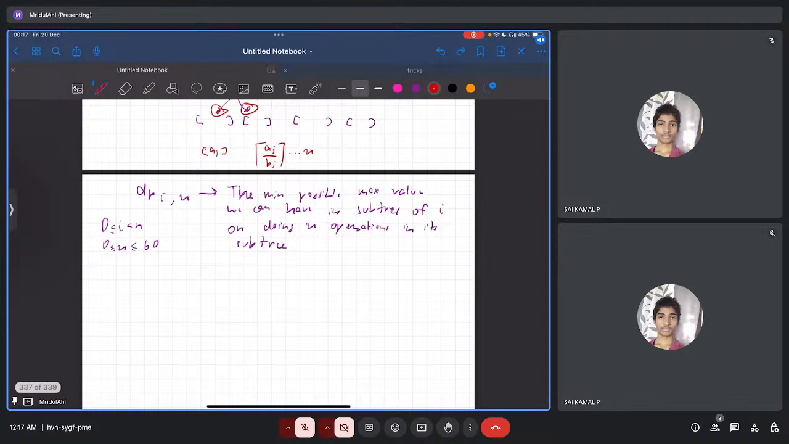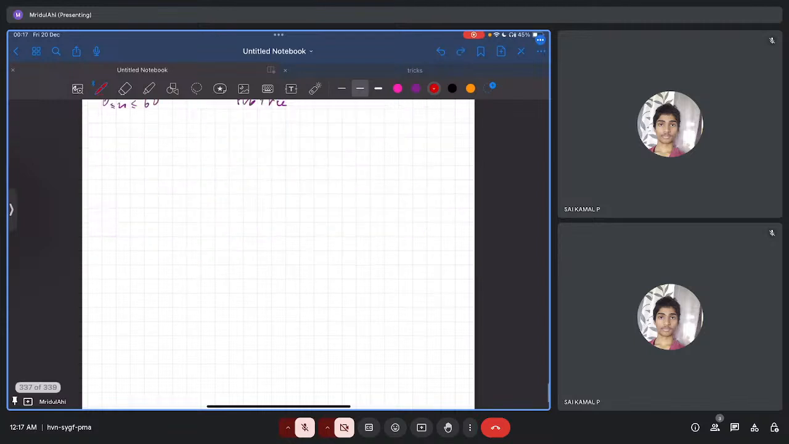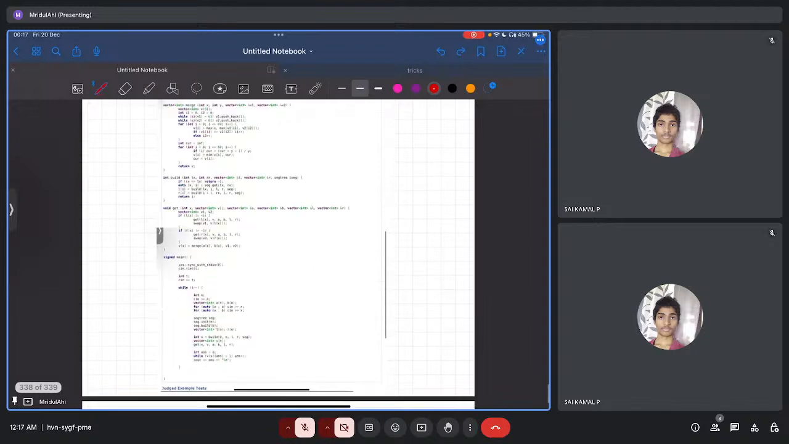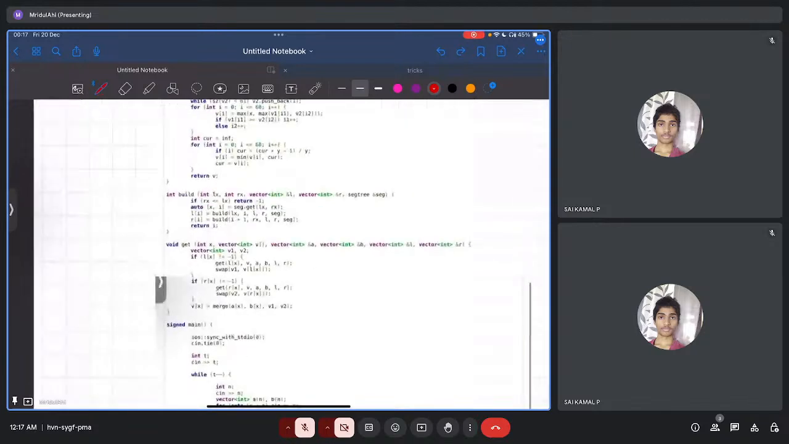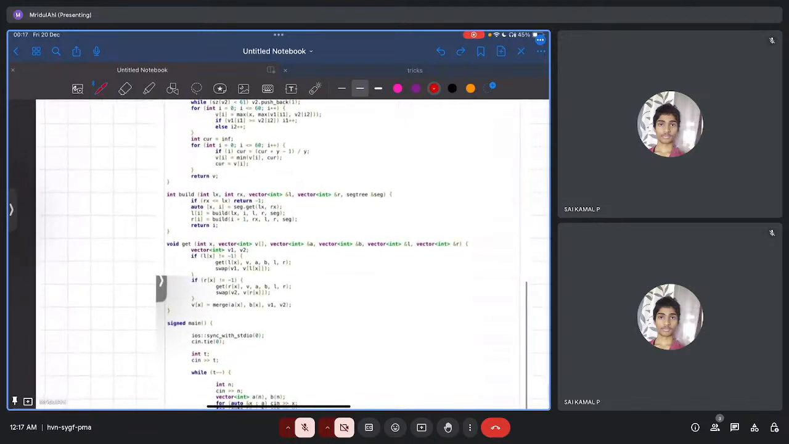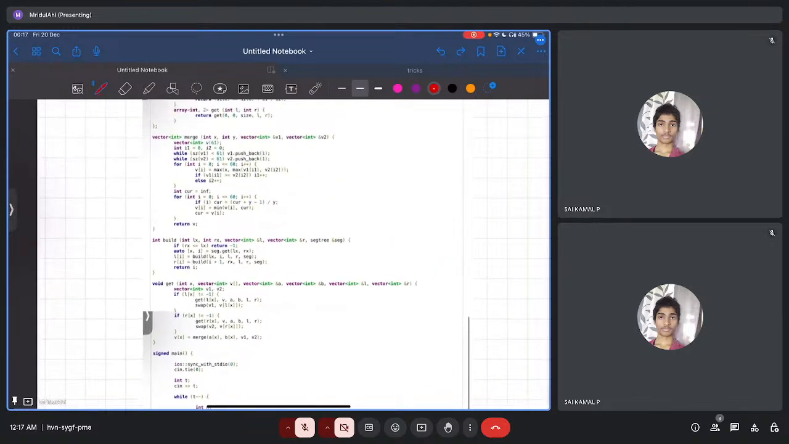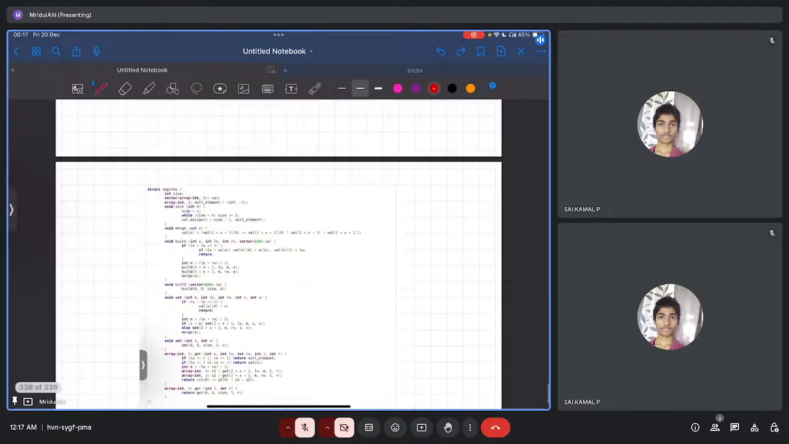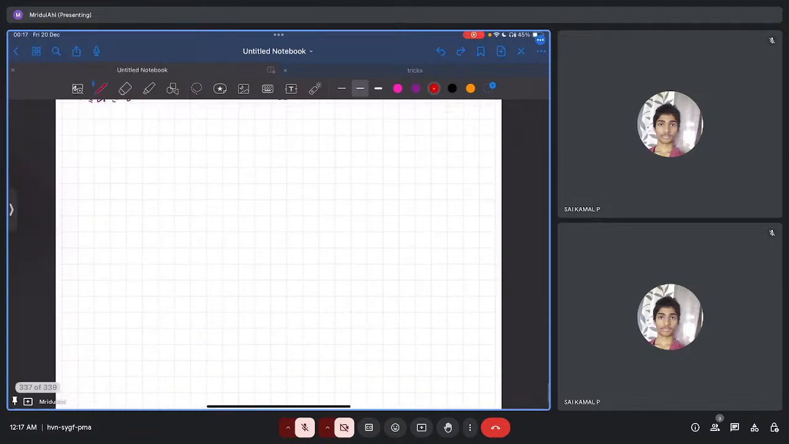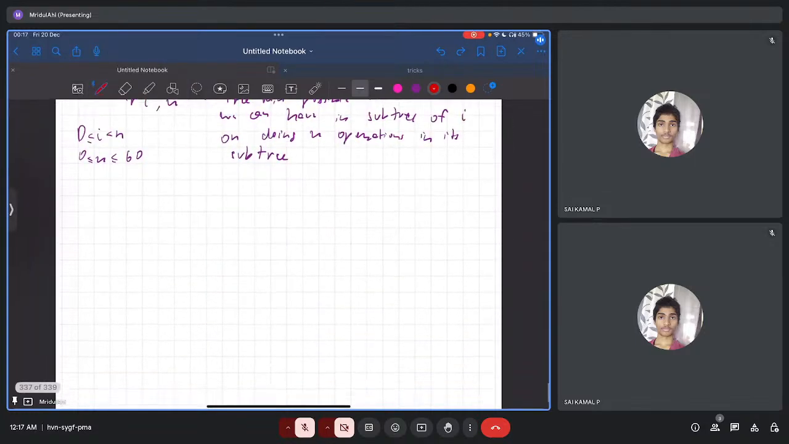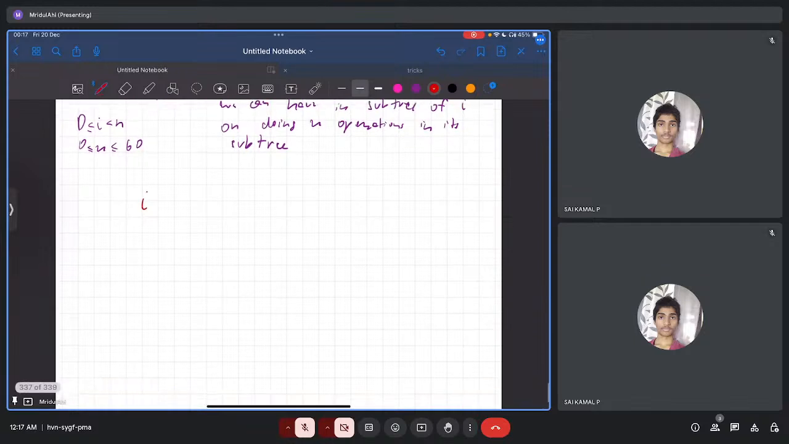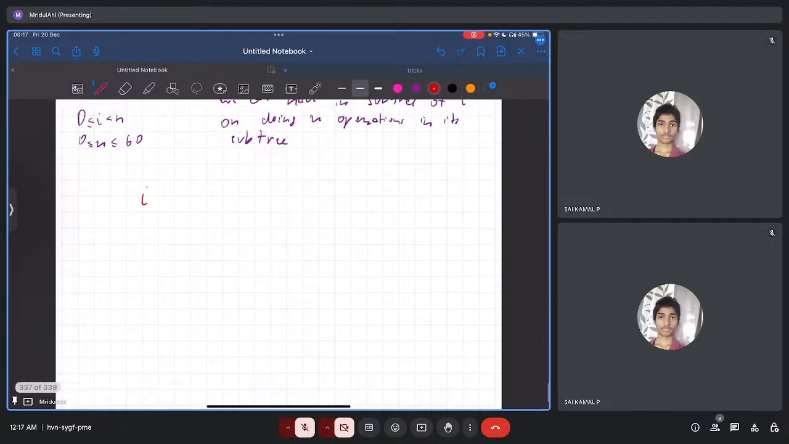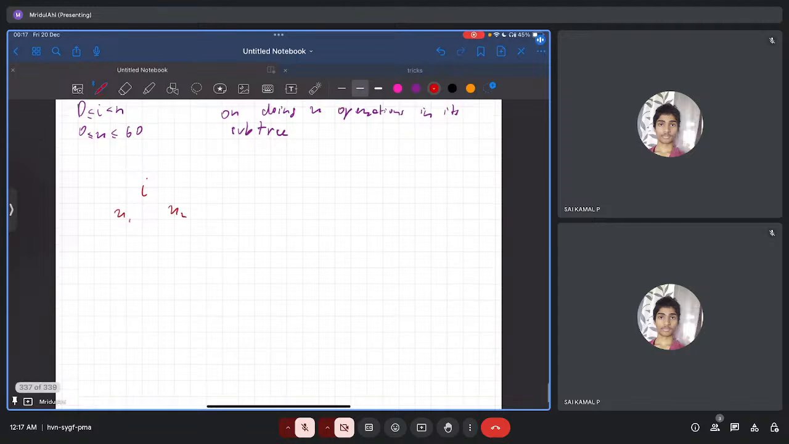Let's say we have I operations to do. Then in the left subtree, we do x1 operations, and in the right subtree, we do x2 operations.